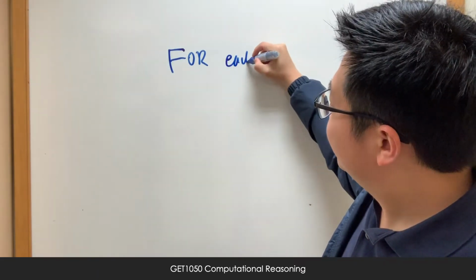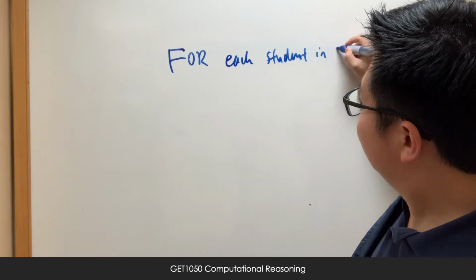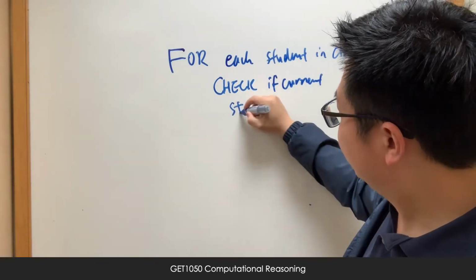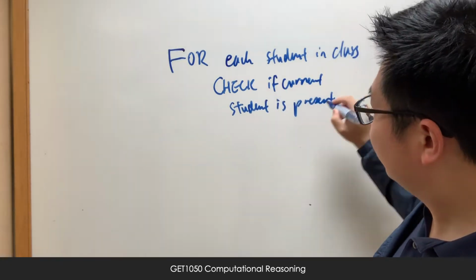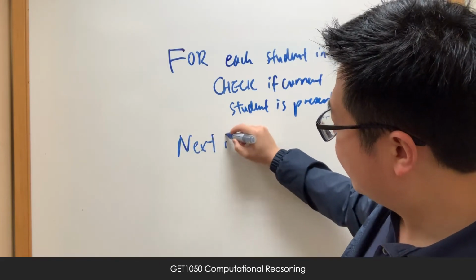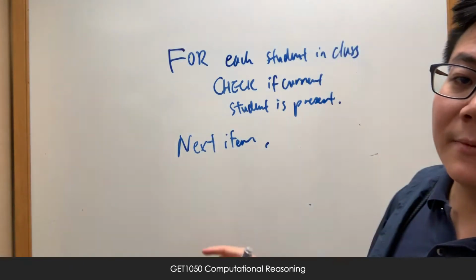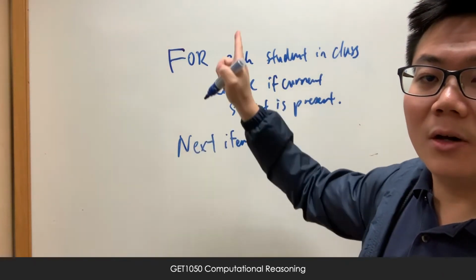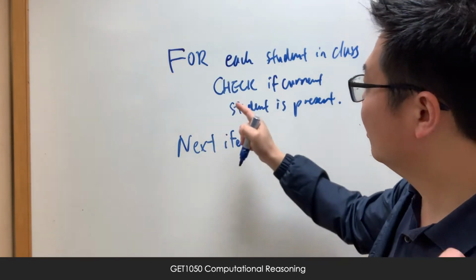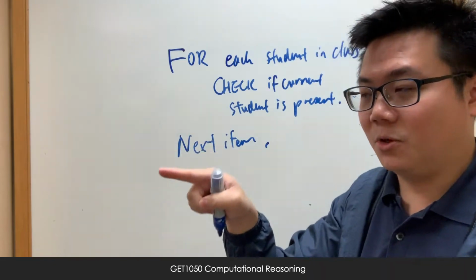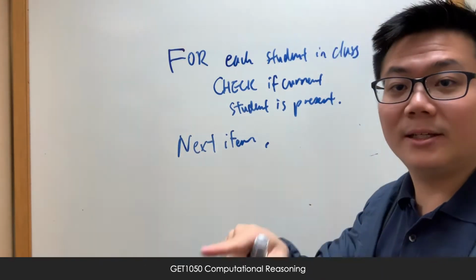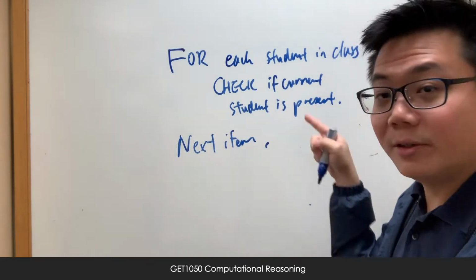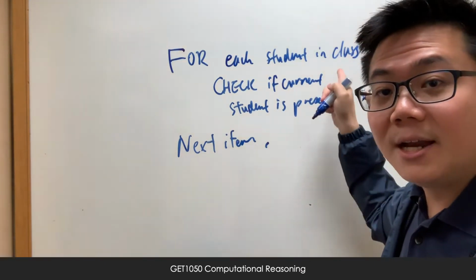For each student in class, check if current student is present. Then next item. So what are we doing here? We're saying for each student in class, okay, apply this set of instructions on each student in your list. So we go, okay, first student, are you present? Okay, very good. Then next item, next student lah, right? Next student, are you present? Okay, very good. Then next student, are you present? No, you're absent. Okay, good. Then we go on. Next, until you reach the end of list.